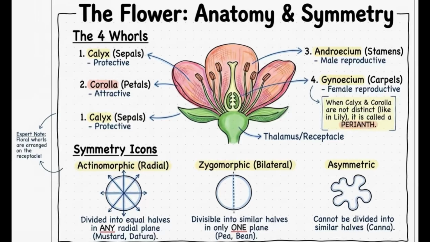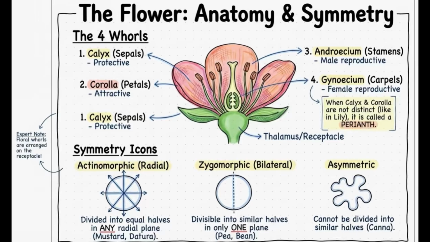This is the whorl of petals. The showy part. Yes, their job is the opposite of protection. They are brightly colored and scented to be as attractive as possible to pollinators. Attraction. Okay, what about stop? Stop is the androecium. Right. This is the male reproductive system made up of the stamens, which produce the pollen. Okay. And finally, calling is the gynoecium right in the dead center. These are the carpels, the female reproductive organs that house the ovules. Okay, so calyx, corolla, androecium, gynoecium: protection, attraction, male, female.